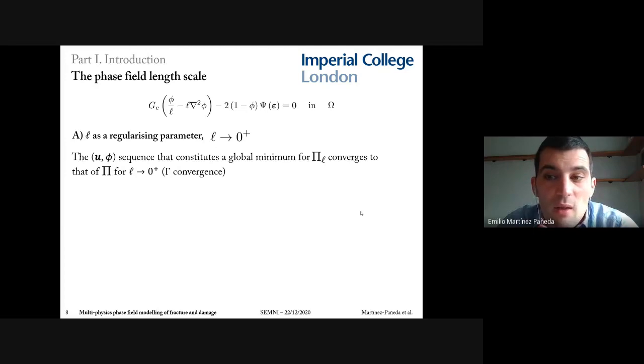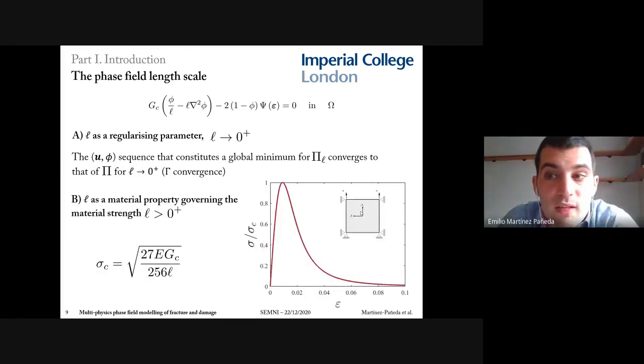Initially, the length scale was considered to be only a regularizing parameter, and it has been demonstrated using gamma convergence that the regularized functional converges to the Griffith functional as the length scale goes towards 0. Another approach is to consider the length scale to be a fixed material property, and if you solve analytically the homogeneous 1D problem or run a uniaxial one-element calculation, what you get is what you see in the slide. So a stress-strain relationship that resembles the traction-separation laws of cohesive elements, and where the critical value of the stress, the material strength, is governed by the magnitude of this length scale. And you can clearly see the connection with the first approach.